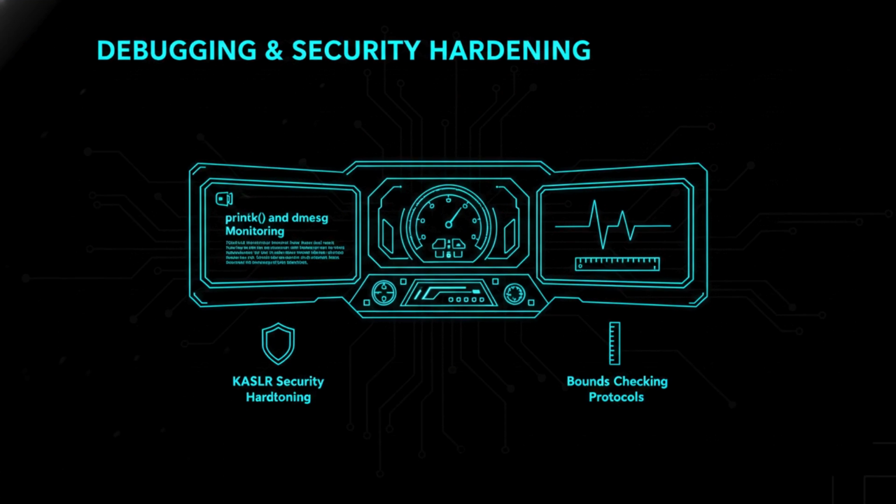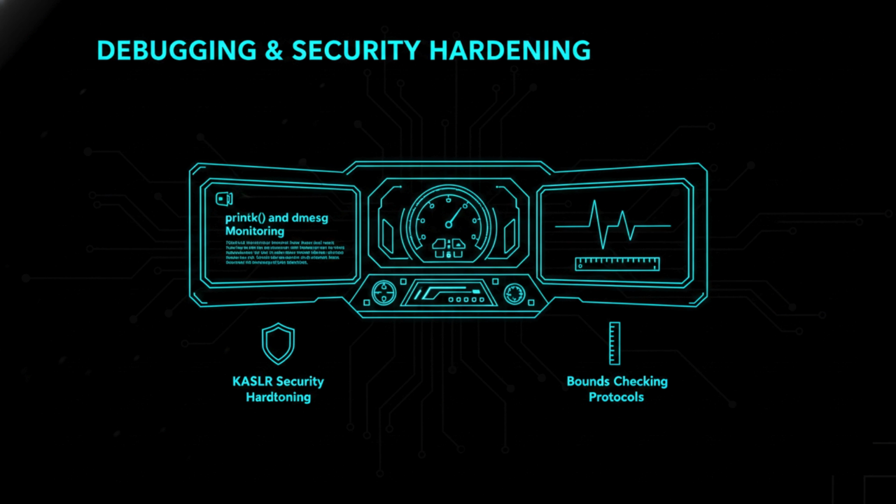Finally, we must discuss the reality of maintaining kernel code. Debugging is not as simple as using a standard debugger. We rely heavily on printk and dmesg to monitor module behavior. For senior engineers, understanding log levels and kernel ring buffers is essential for post-mortem analyses of failures in production.